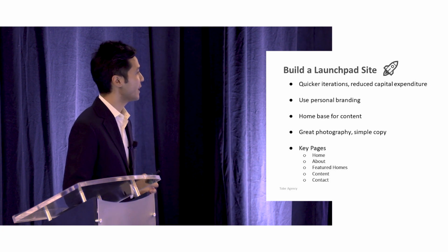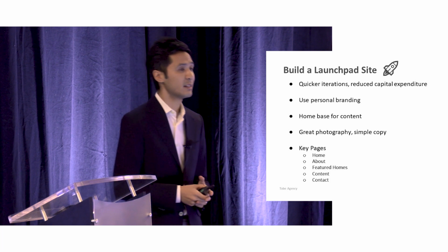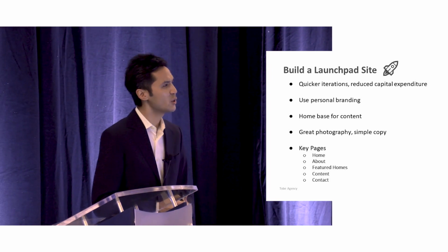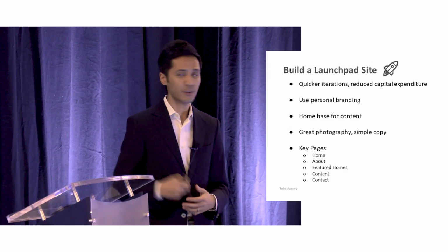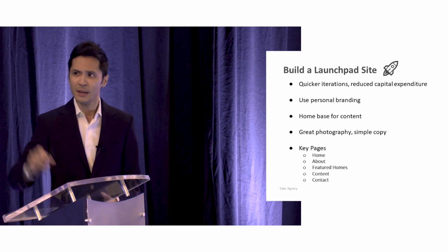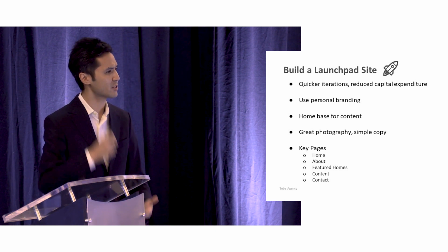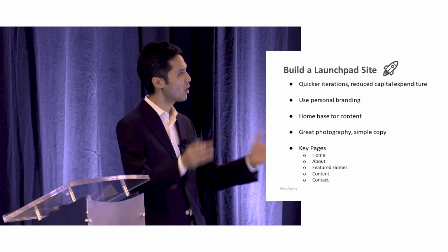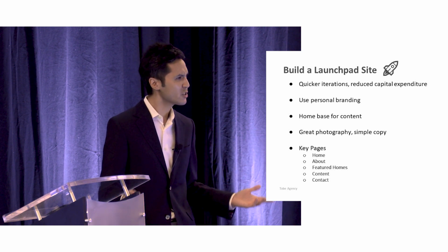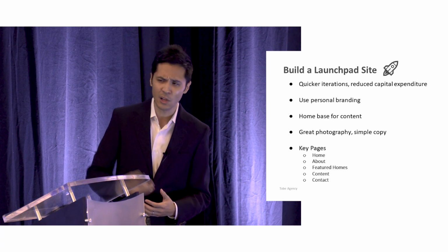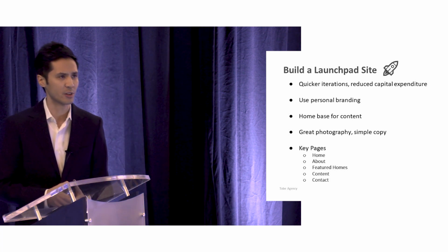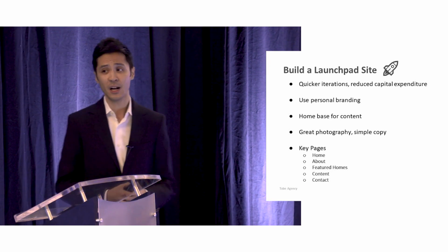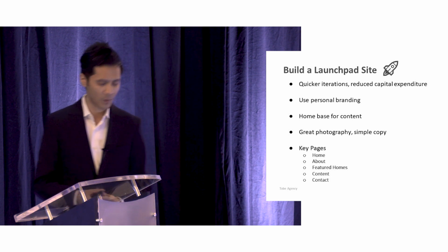As you all know, photography and rich media is really important to captivating people, and especially today when everyone has a fast internet connection, you can use very visually stunning photography, and the copy just needs to be simple. You don't need to write paragraphs on the site, right? A few key pages to think about: have a home page with some sort of call to action, have an about page that talks about you and your team. A lot of agents I see have a featured homes area of their site, which they can connect into MLS. Put content up there, obviously, and we'll continue to talk about contact, and obviously have a contact page.